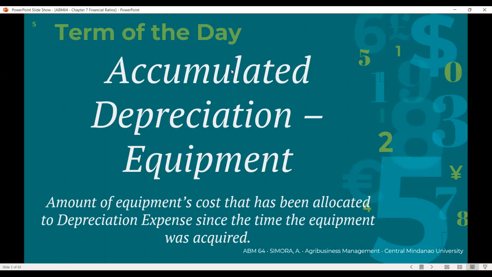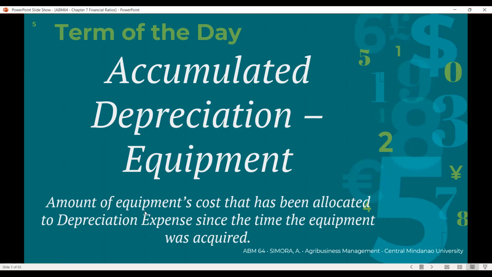So here is the term of the day. We have accumulated depreciation, which is focused on equipment, that's why it is accumulated depreciation, equipment. Sometimes it can also be accumulated depreciation for buildings or assets, and so on. Anything that accumulates depreciation.